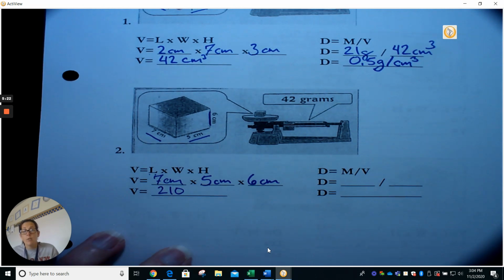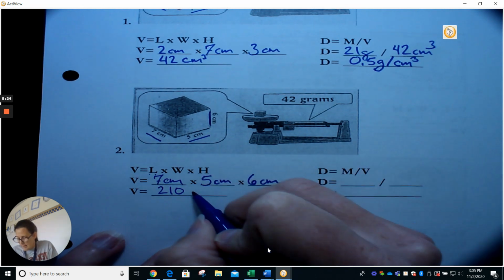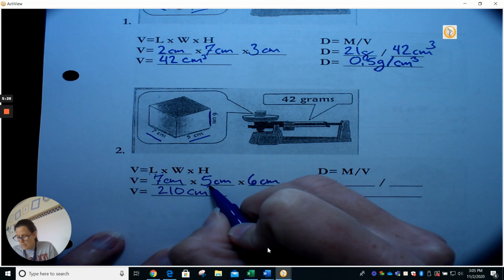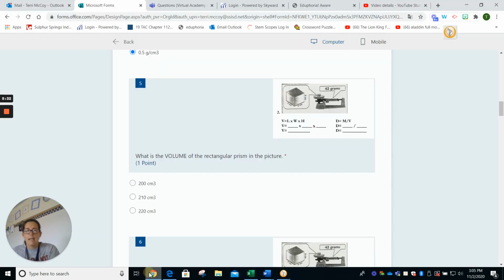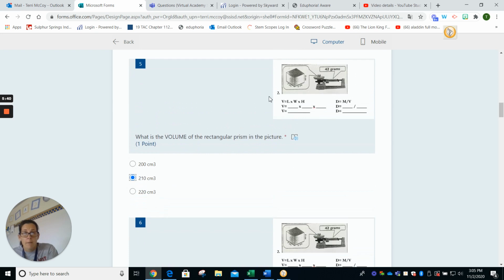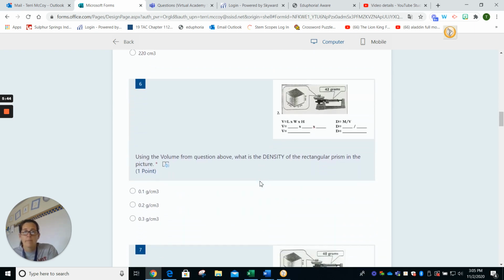And we can't forget our units. Our units are going to be centimeter cubed. Okay, so 210 centimeters cubed. Let's go look at our form again, and there's 210 centimeters cubed right there. Okay, so now that we have our volume for this problem right here, let's go to the next question.